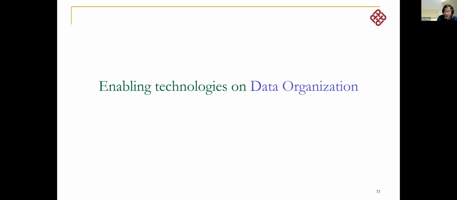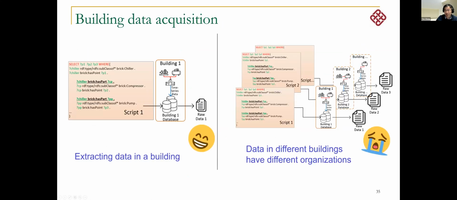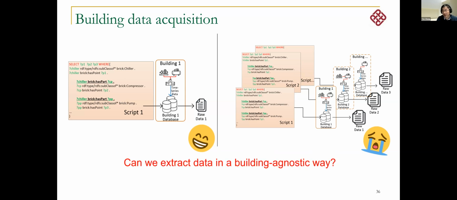So the second one is data organization. So after you have the standard names, okay, after all the conventions, you have standard names, then you can write programs to retrieve data. Right? But as we said, different buildings have different organization. Okay, then you need to write different scripts to reach the data. The question is, can we extract data in a building agnostic way?